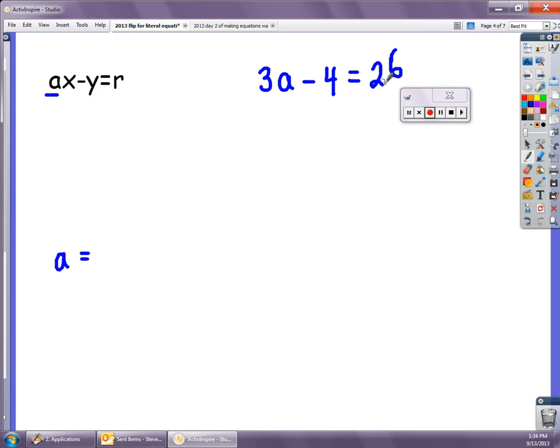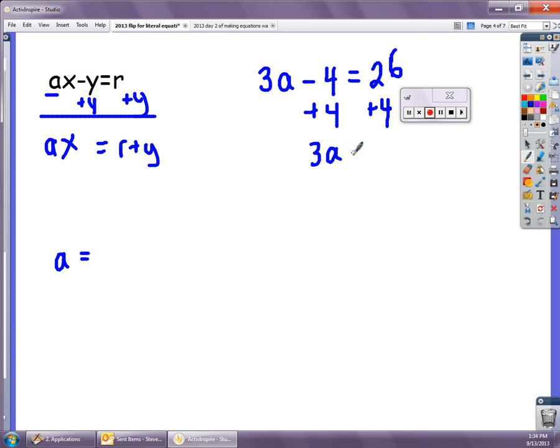How would you solve this equation? The first thing you would do is start moving things over by adding the 4 on both sides. We can get this negative y over by just adding y on both sides. Now, you can't actually solve r plus y, but you can leave it as r plus y. We don't know what r and y are, so we're going to leave it like that. Now I'm getting closer to solving for a. Now it says ax equals r plus y. On this side, it says 3a is equal to 30. How do I get rid of that 3? Or in this case, how do I get rid of the x? Well, it's being multiplied. So I'm going to divide by 3 on both sides.